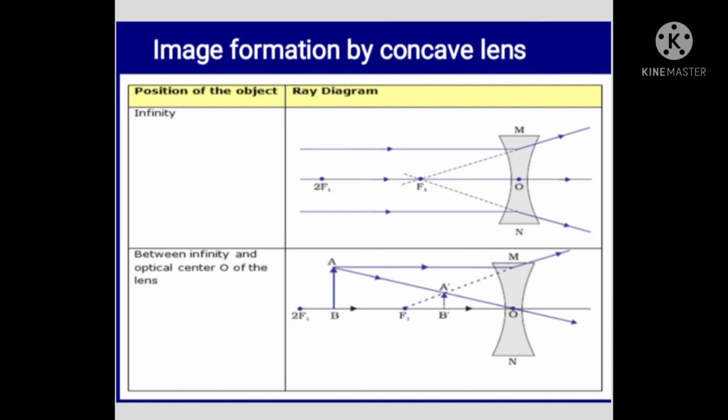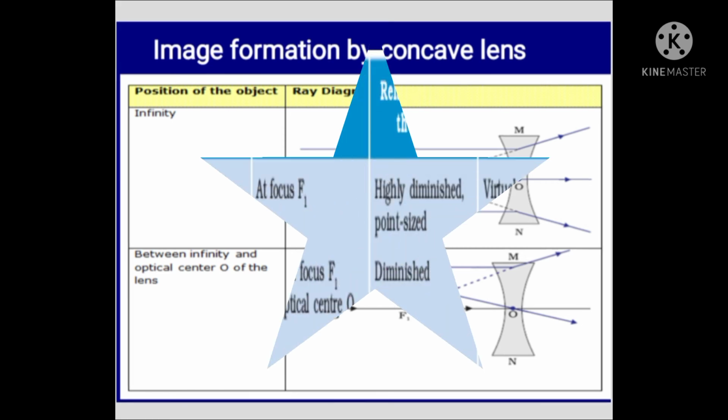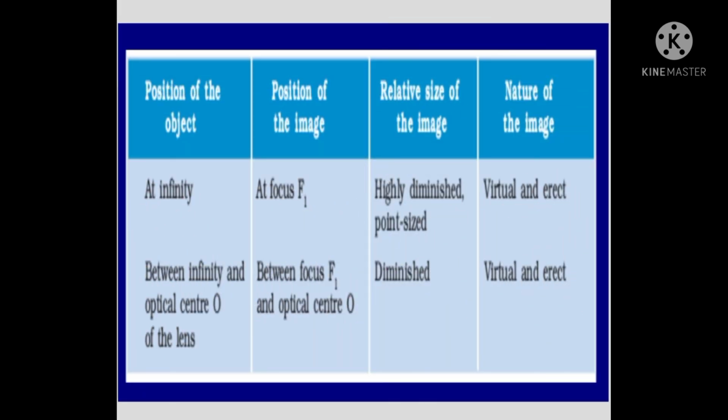Here we are studying only two cases, because a concave lens always forms a virtual, erect and diminished image on the same side of the lens as the object. This table provides the nature, position and relative size of the image formed by a concave lens.